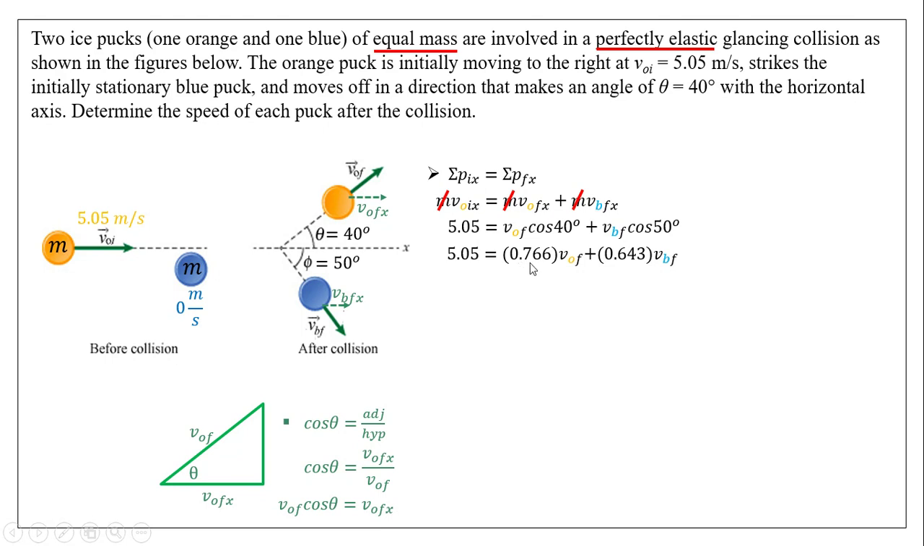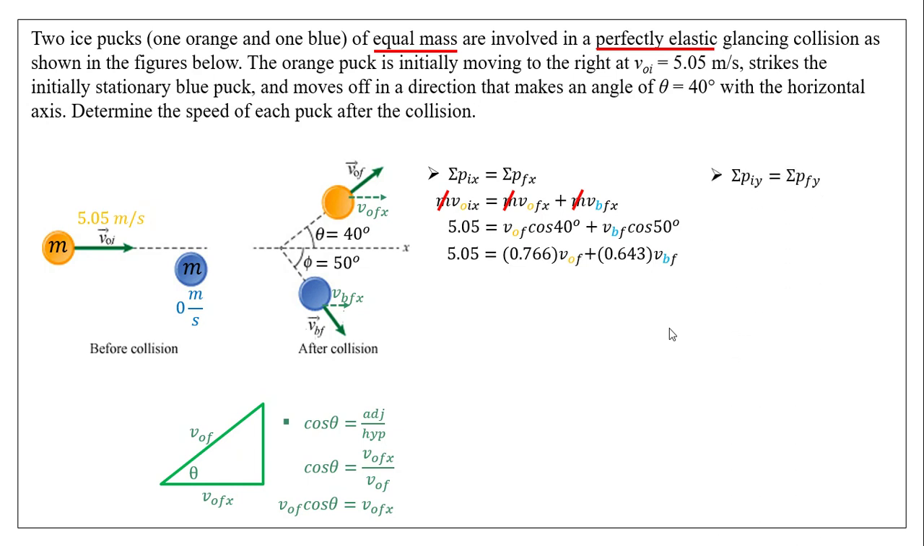That gives you about 0.766. And then I'm just going to write the coefficient in the front. That's all it is. So here is VOF cosine of 40, but cosine of 40 is 0.766 VOF. Likewise with the right side here, cosine of 50 is about 0.643 on your calculator. And then I just move VBF to the right side just to keep the coefficients in the front. So as you can see here, we have two unknowns, and as usual, if you have two unknowns in one direction, set up the other direction so that you can unlock this problem.